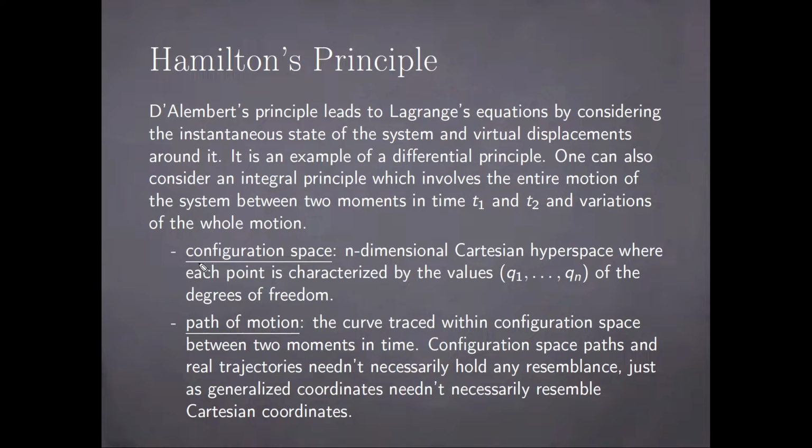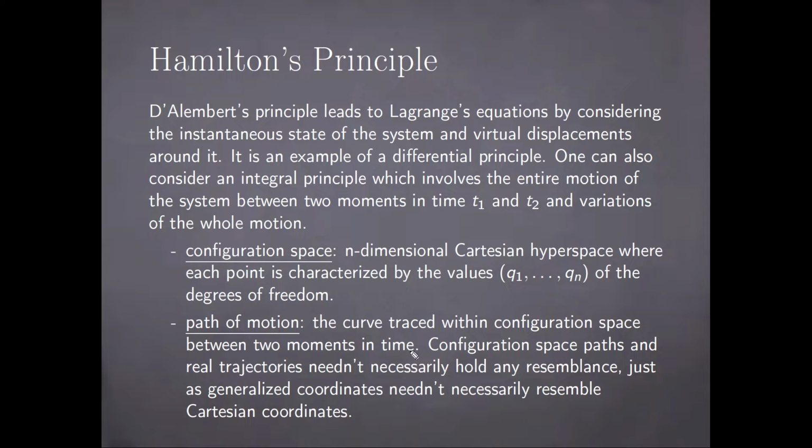To this end, we need to define two important concepts. The first one is configuration space, which is given by the n-dimensional Cartesian hyperspace, where each point is characterized by the values q1 through qn of the degrees of freedom. And the second one is the path of motion, which is the curve traced within configuration space between two moments in time.